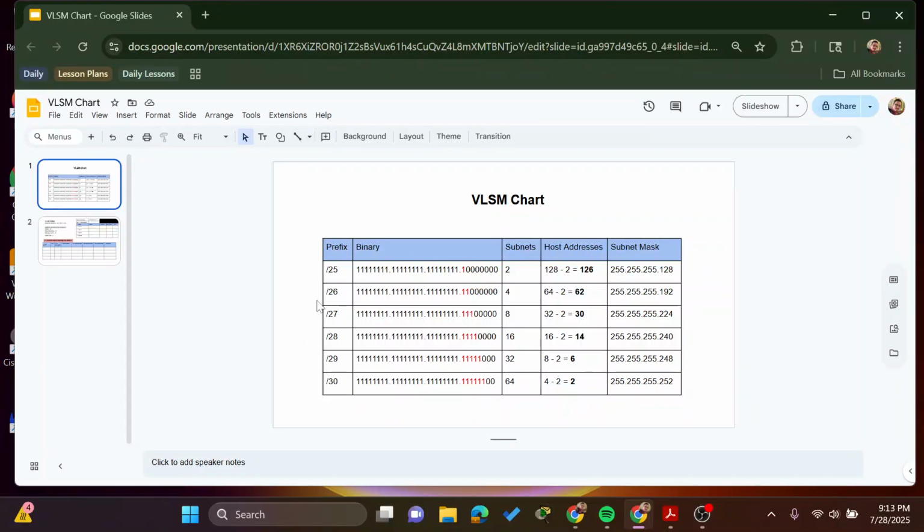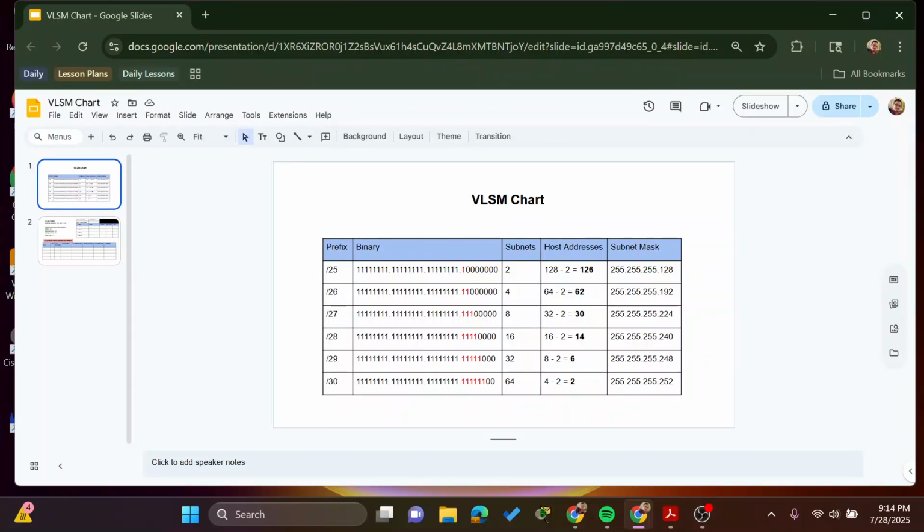Now, it's good to have the CIDR notation. It's up to you if you want to have them write out the binary, but I would at least have them do the last octet here because that's what changes. And then you've got your subnets, your host addresses, which is total addresses minus two for the network and broadcast addresses, and then your subnet mask.